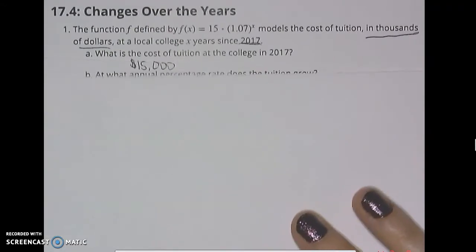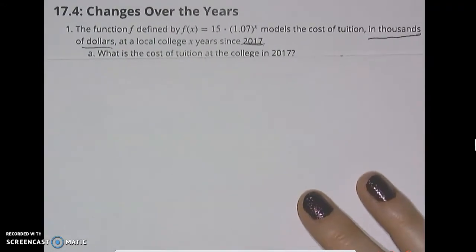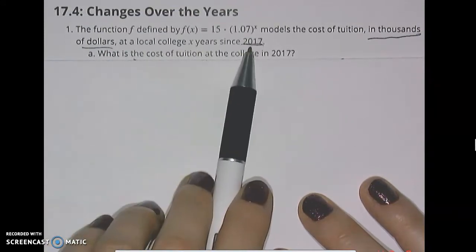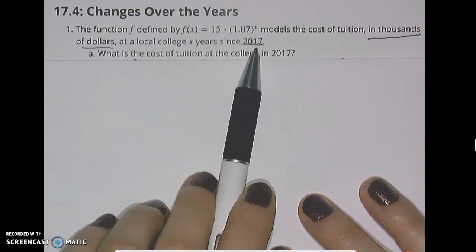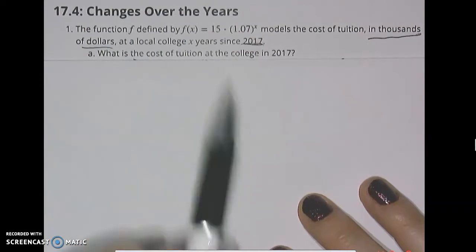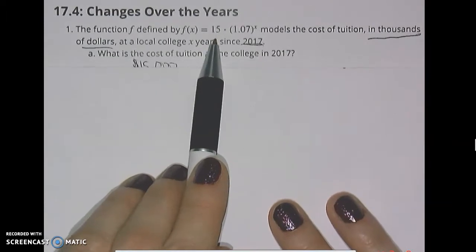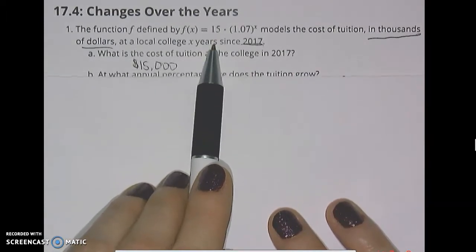All right, so changes over the years. The function f defined by f of x equals 15 times 1.07 to the x models the cost of tuition in thousands of dollars at a local college x years since 2017. So what is the cost in 2017? This is our beginning balance. Since it is in thousands, it's going to be $15,000.